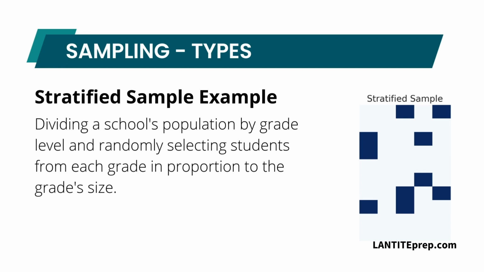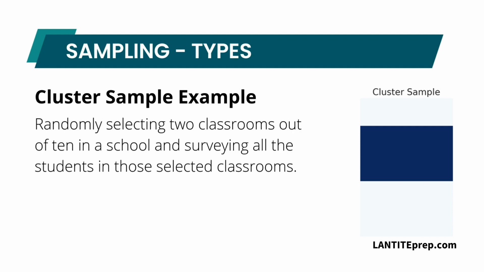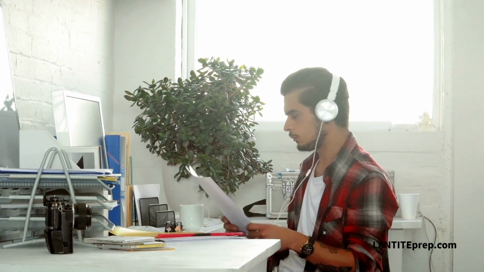And the 4th sampling type is cluster sample, where the population is divided into clusters, and entire clusters are randomly selected for sampling. An example would be randomly selecting 2 classrooms out of 10 in a school and surveying all the students in those selected classrooms. Excellent job with the sampling section.